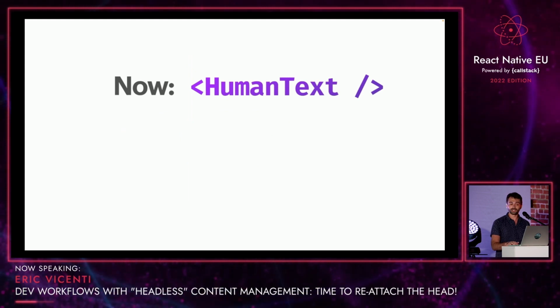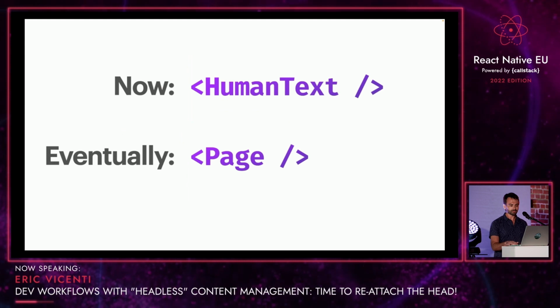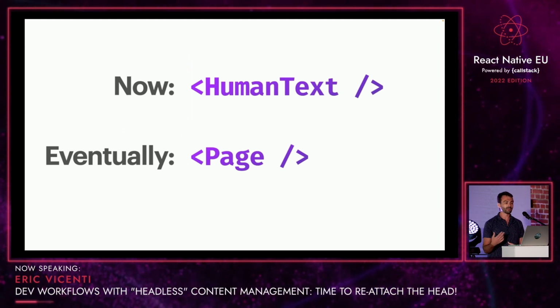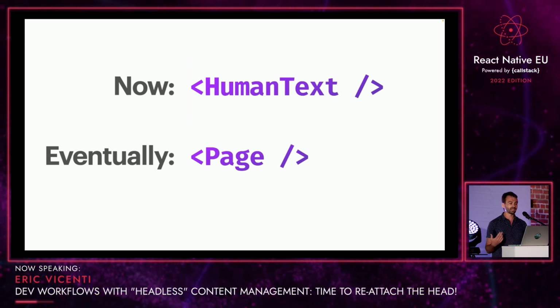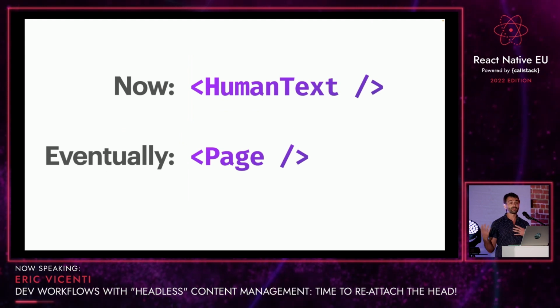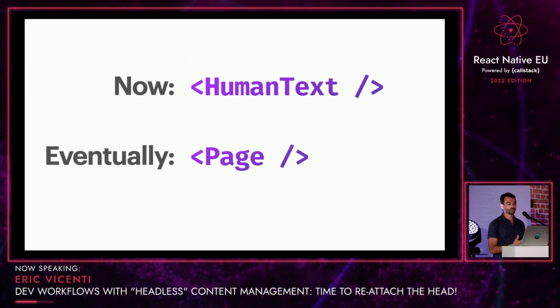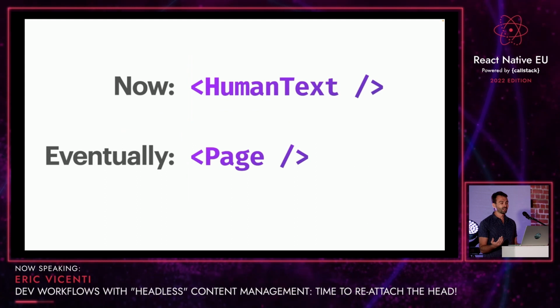But eventually, we can build higher level components like page. And a page might include images and blog post like content. And there would be associated views inside of the Zerv dashboard as well as schemas for those things.